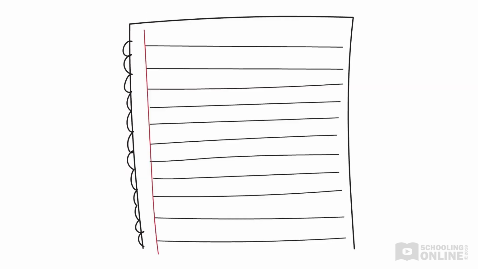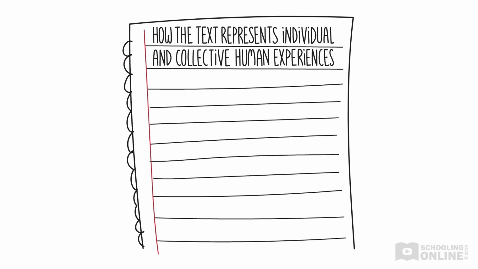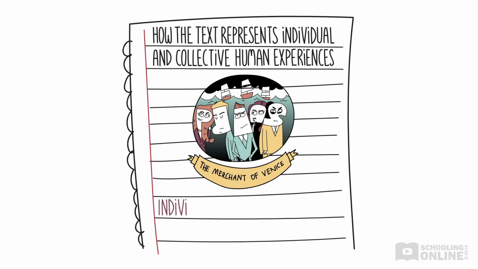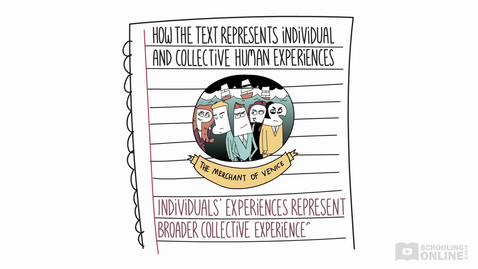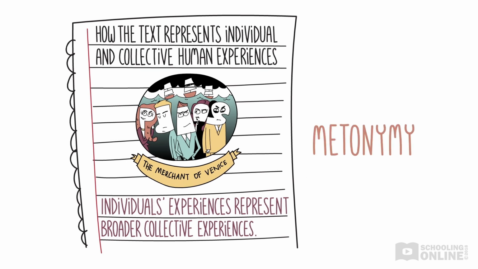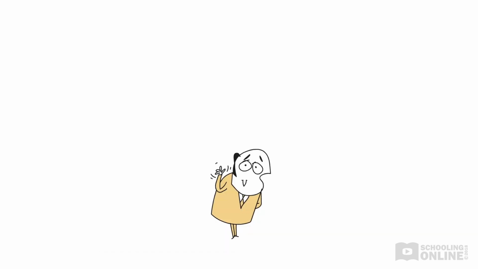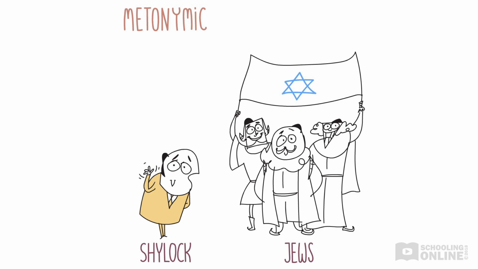First, let's figure out how the text represents individual and collective human experiences. In The Merchant of Venice, individuals' experiences often represent broader collective experiences shared by groups in Shakespeare's society, or by humanity more generally. A fancy word to describe when one thing represents something bigger is metonymy. For example, we'd say that Shylock's individual experiences are metonymic for the experiences of Jews in Shakespeare's time.